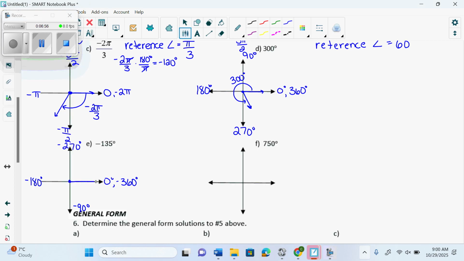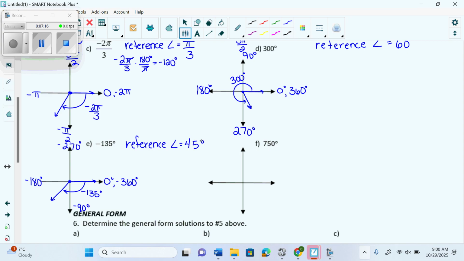Okay. So we're at negative 135. What is the reference angle, guys? How far is it from this terminating arm to the x-axis? How much? 45. So my reference angle is 45 degrees.